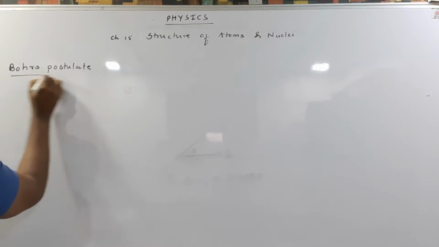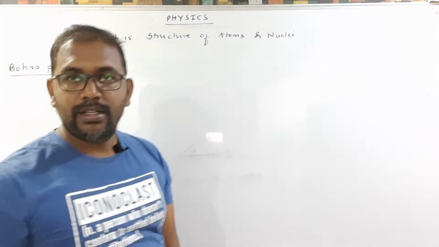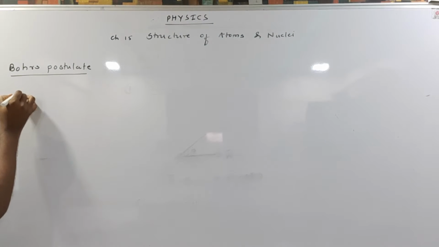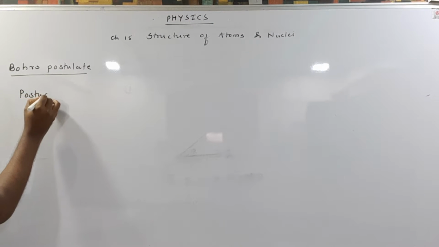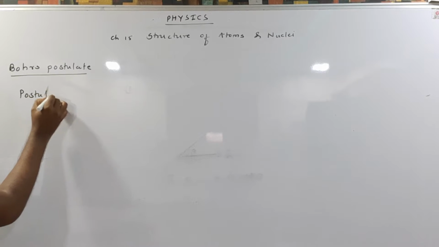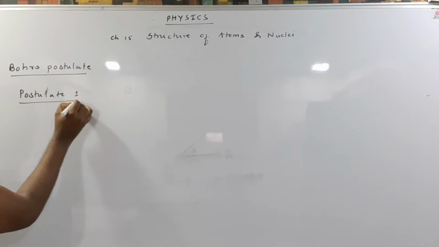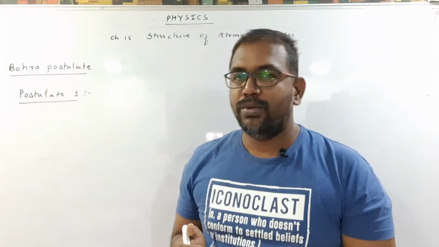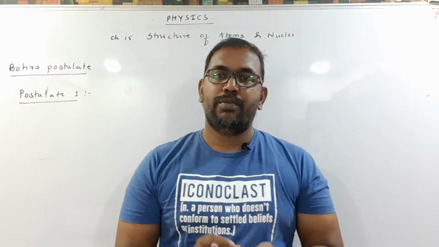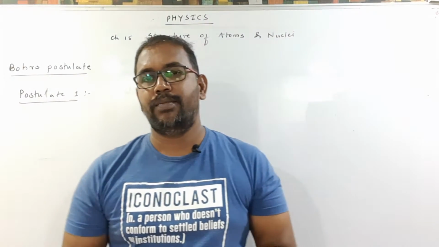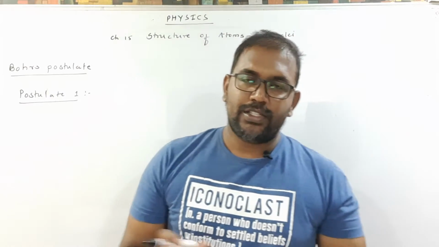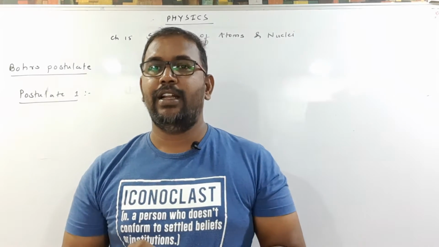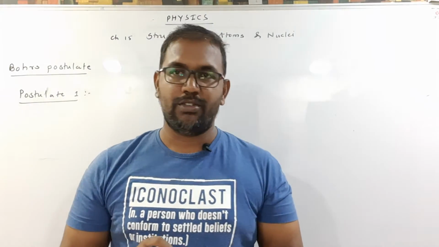Here we have to cover the important three Bohr's postulates. The first Bohr's postulate, postulate 1. Now what is postulate 1? Basically this postulate is about the circular motion of the electron around the nucleus. You know the structure of atom: the central part is the nucleus, in which protons and neutrons are there, and electrons are revolving around the nucleus in a circular way.